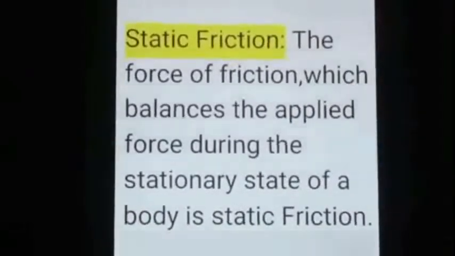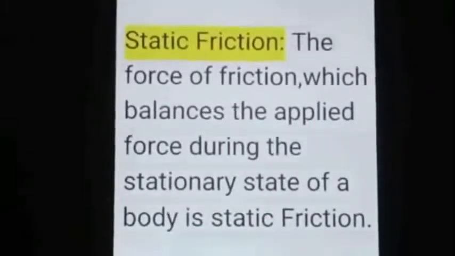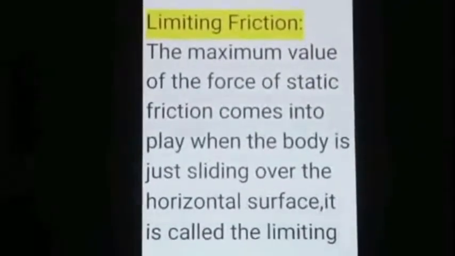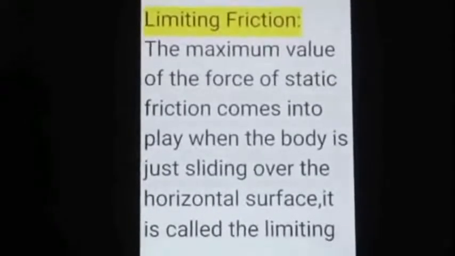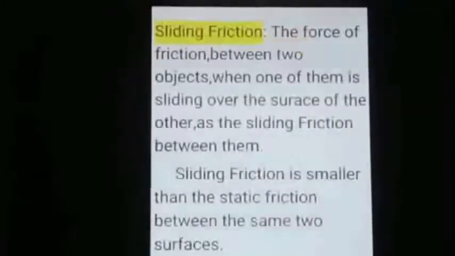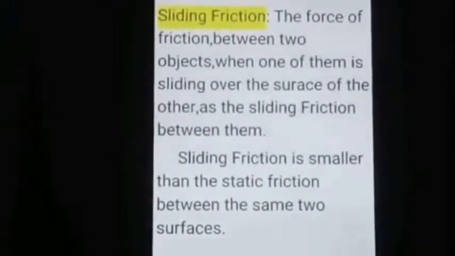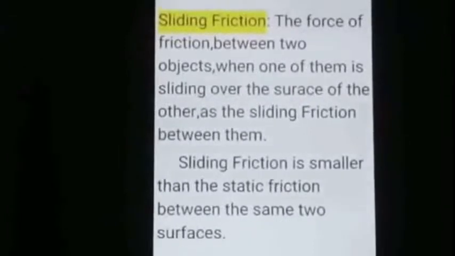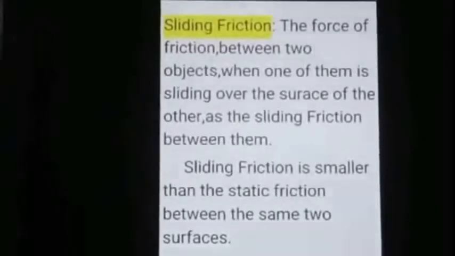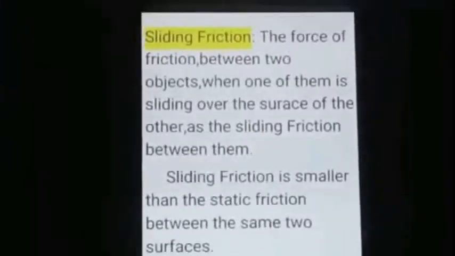Now we define static friction. The force of friction which balances the applied force during the stationary state of a body is the static friction. The maximum value of the force of static friction comes into play when the body is just about to slide over a horizontal surface. It is called limiting friction. Now sliding friction: the force of friction between two objects when one of them is sliding over the surface of the other is the sliding friction between them. Sliding friction is smaller than the static friction between the same two surfaces.